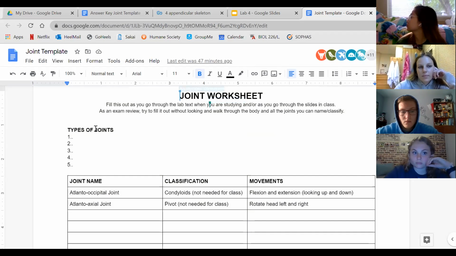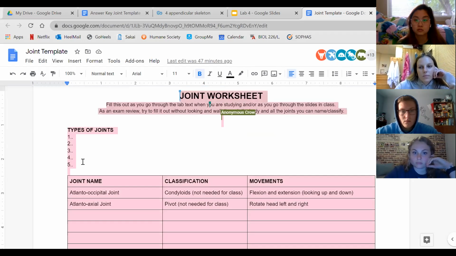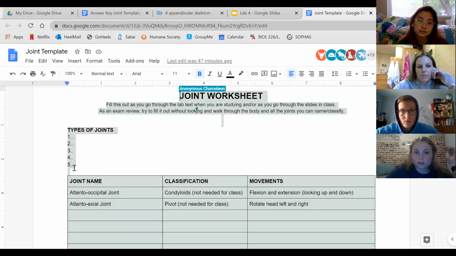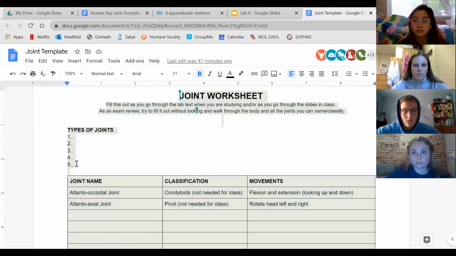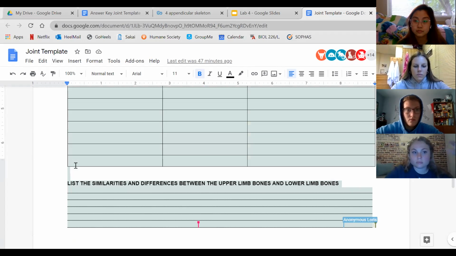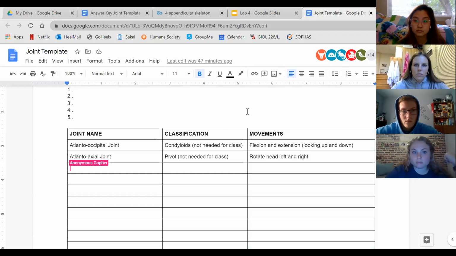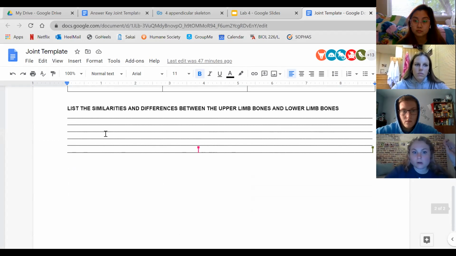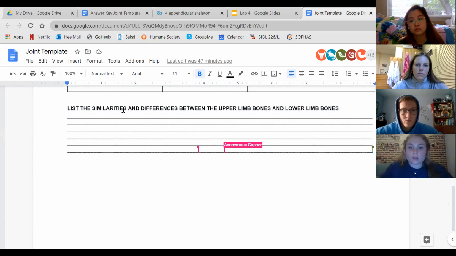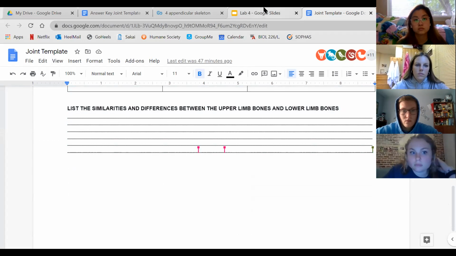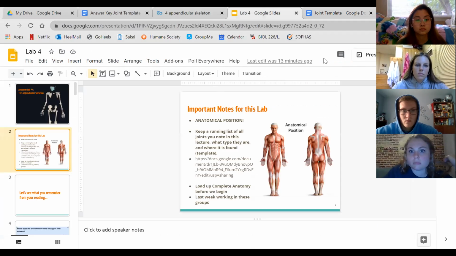And just as a walkthrough, there's the type of joint. So I think we talked about 5. You might find a few more, but from what I read from the document, there should be about 5 types of joints that you'll see. And then these are the different joints that you'll be filling out: the name, the classification, and the movements that it allows for. And then also here's just a little activity for you to do after class, and it's just listing the similarities and differences between the upper limbs and the lower limbs. All right, we're gonna go ahead and get started if no one else has any questions right now.